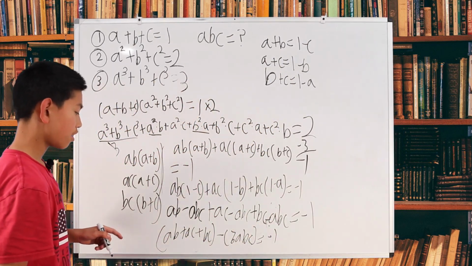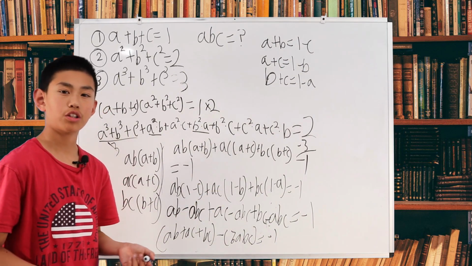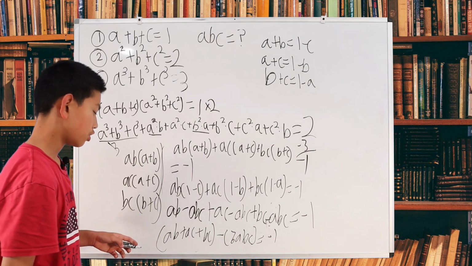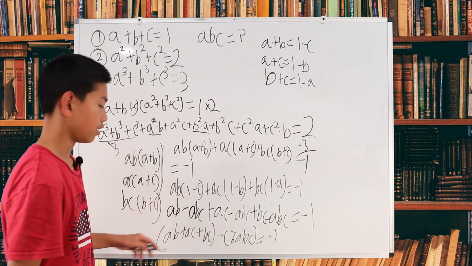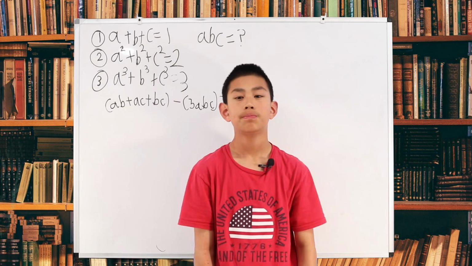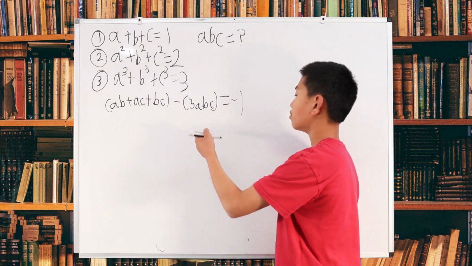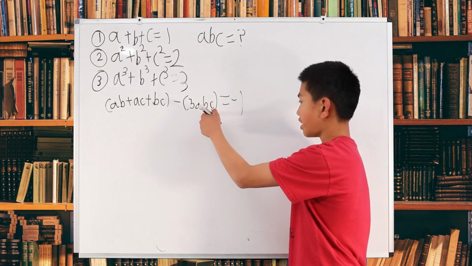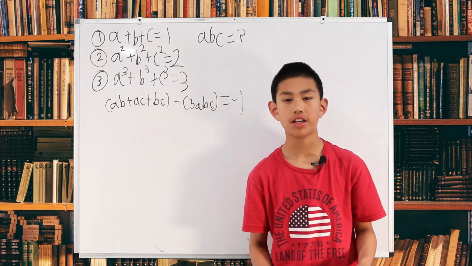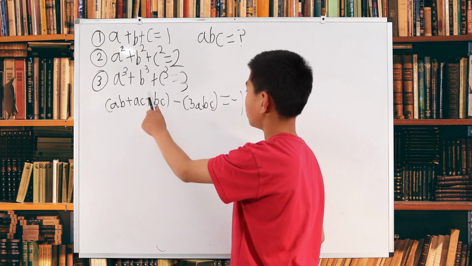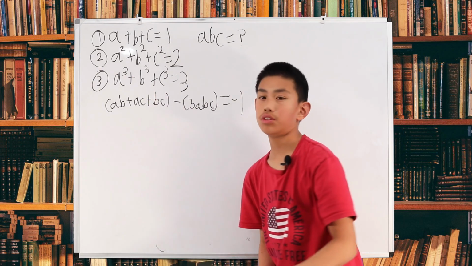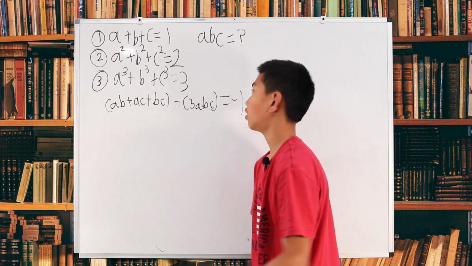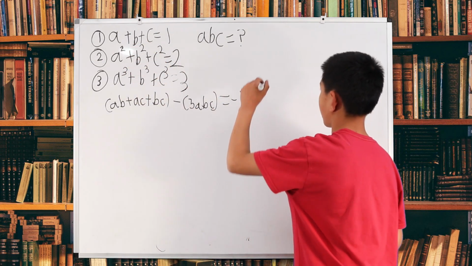Notice, we've just added all the adding factors and subtracted all the subtracting factors. So this is our current formula right here. Here is our new equation that we just found. To find out what 3abc is, we have to find out what ab plus ac plus bc is. And we can find that out by finding the square of equation 1. So let's do that up here.